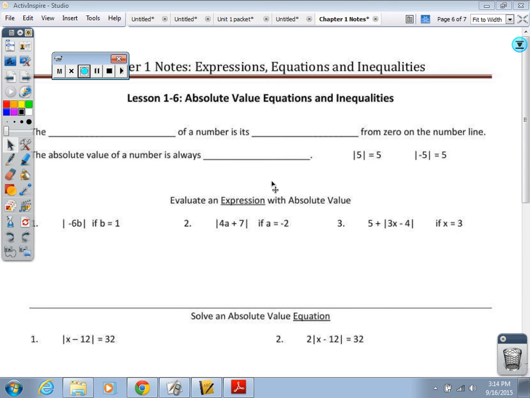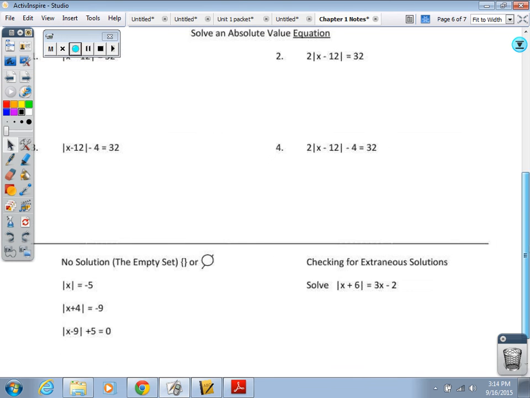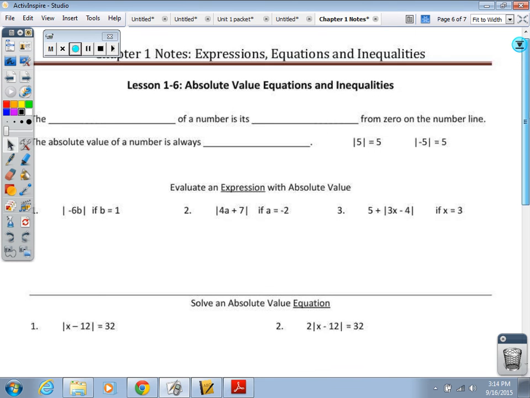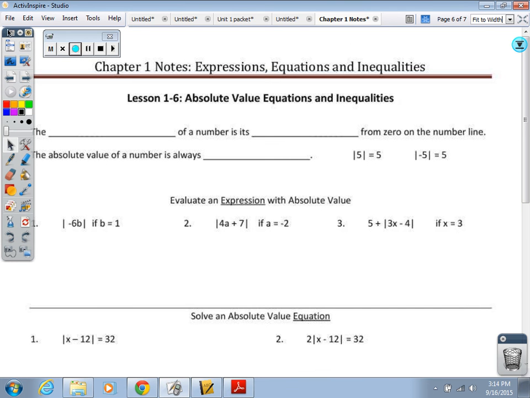All right, welcome everyone. We are going to pick up from where we left off. We are looking at absolute value equations and inequalities. So let's go ahead and start with equations. As you see, we've started on it a little bit already, and we've worked on it some in class. So let's just go ahead and fill this in.